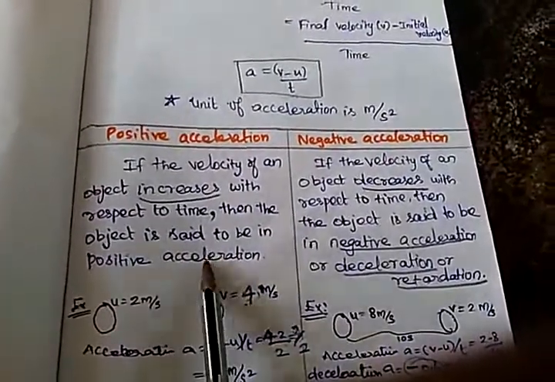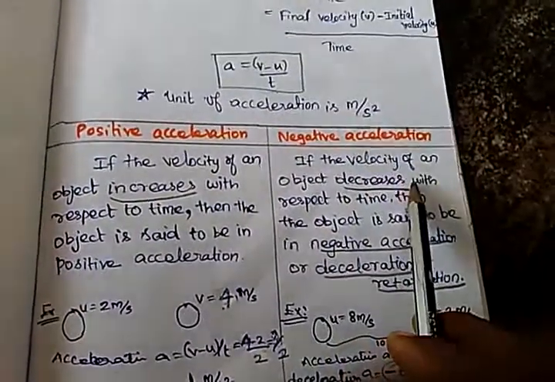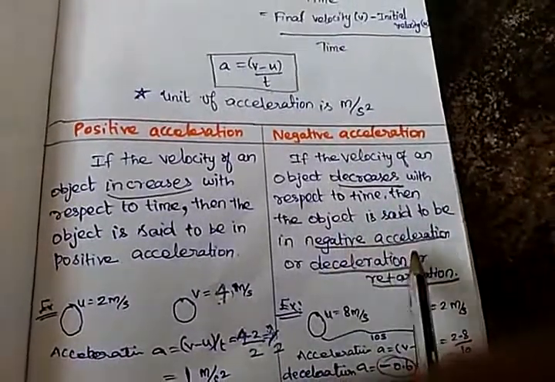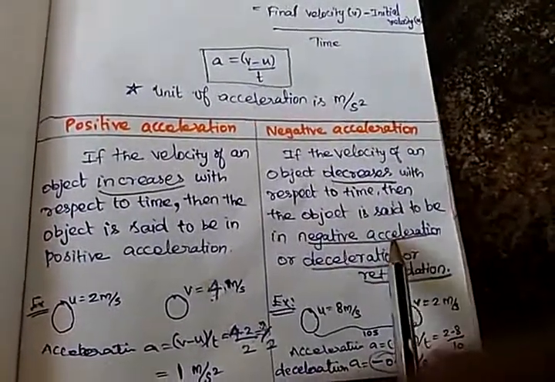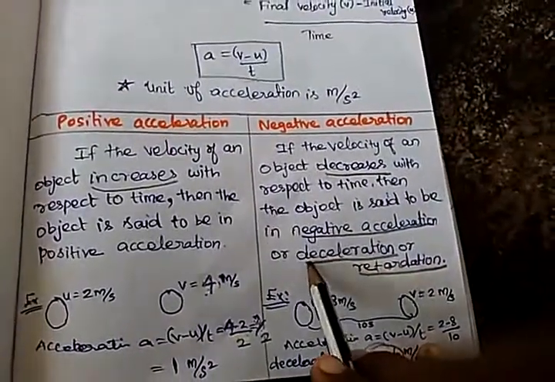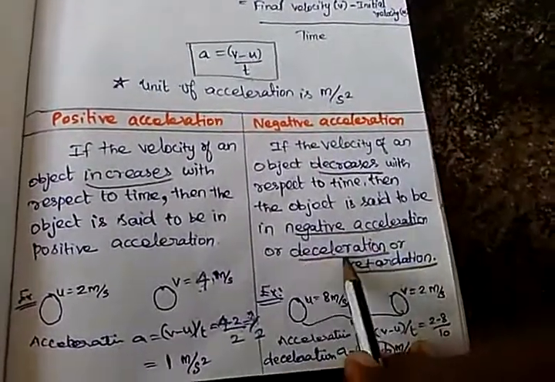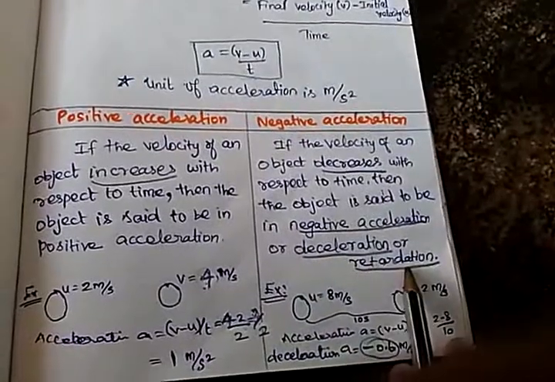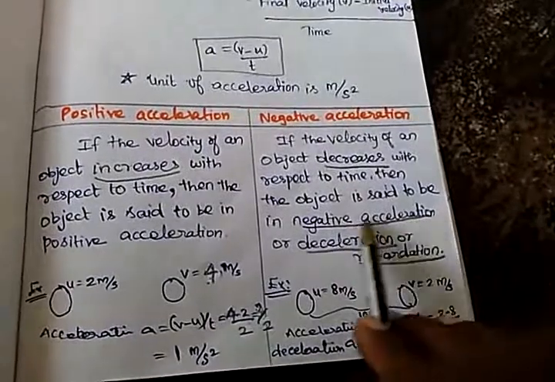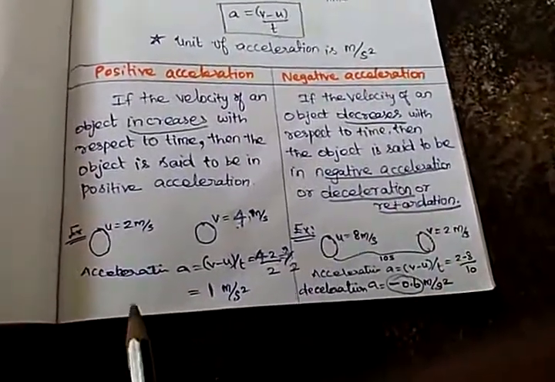But if the velocity of an object decreases with respect to time, then the object is said to be in negative acceleration. Negative acceleration we also write as deceleration or retardation. Yes, it is always a negative acceleration. Students, here we see one example.